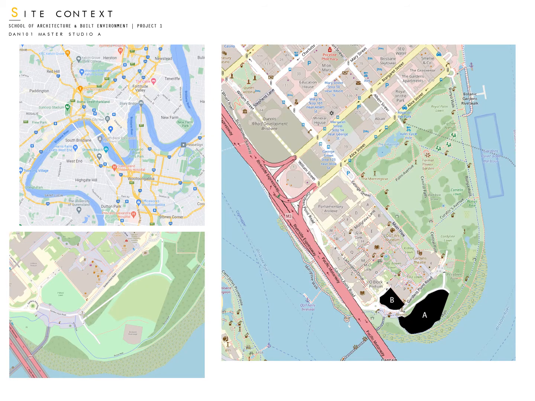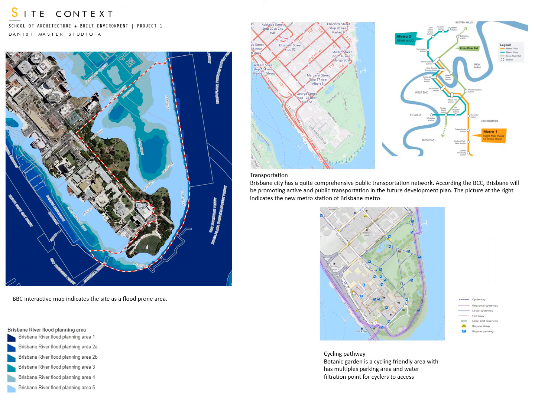I believe we all have a certain understanding of our site, so I will just point out what's important for my proposal. The site is on the very edge of QUT, which has a nice connection towards the botanical garden and also a riverside view. For circulation, Brisbane City has a quite comprehensive public and active transportation network. Since it's next to the riverside, it's very important to do some flood-resistant planning.